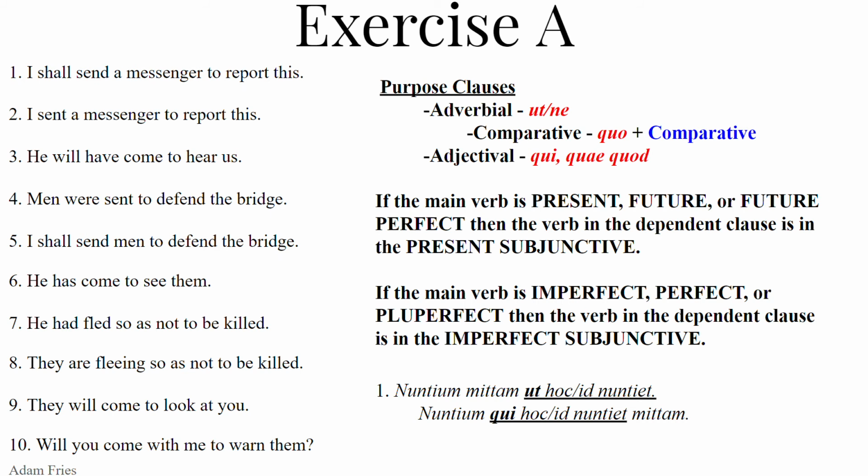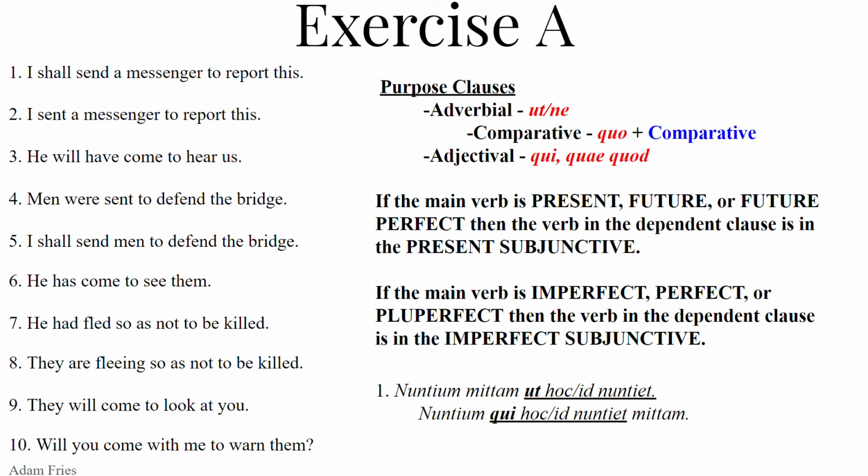Number 9, they will come to look at you. Sounds kind of odd. So they will come, future tense. So we're in primary sequence. So venio, venire, veni, ventus. So venient, because it's a fourth conjugation. Venient. And why are they going to do that?